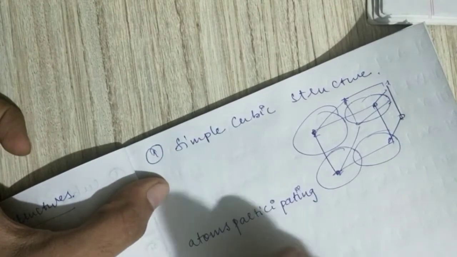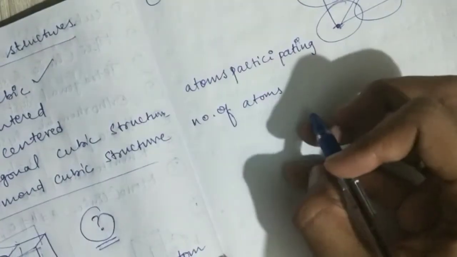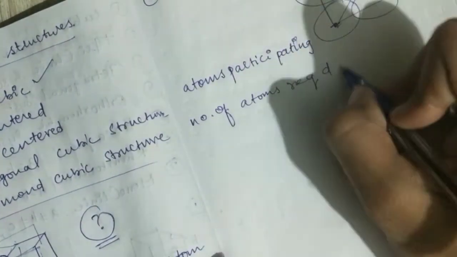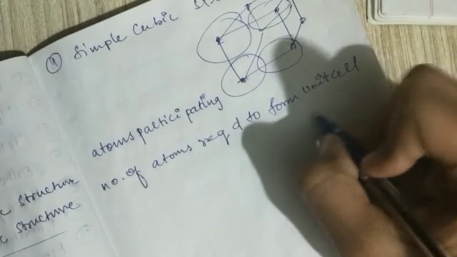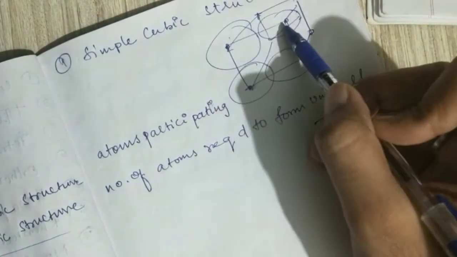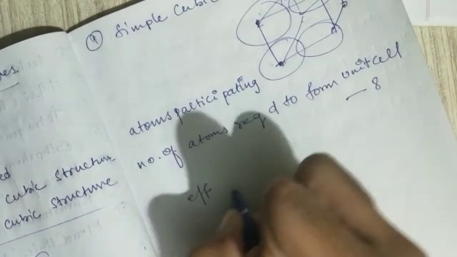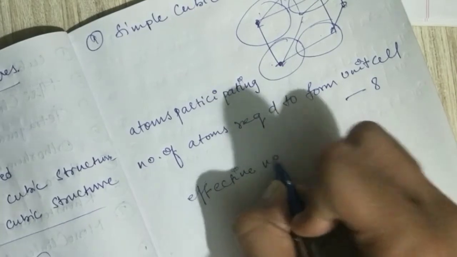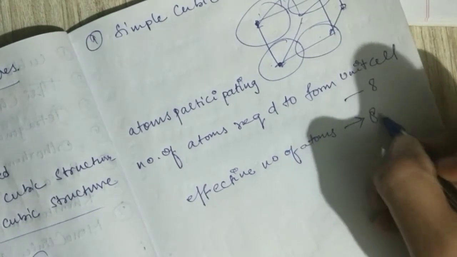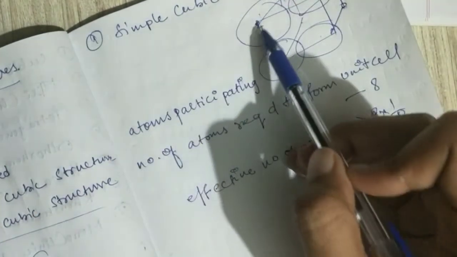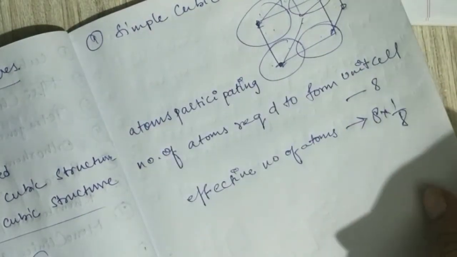The number of atoms required to form the unit cell is totally 8, right? 1, 2, 3, 4, 5, 6, 7, 8. Total 8 are there. And the effective number of atoms is actually 8 into 1/8. As explained previously, each will share only 1/8 with this cell. So 1/8 into total 8. This is the thing which is required.